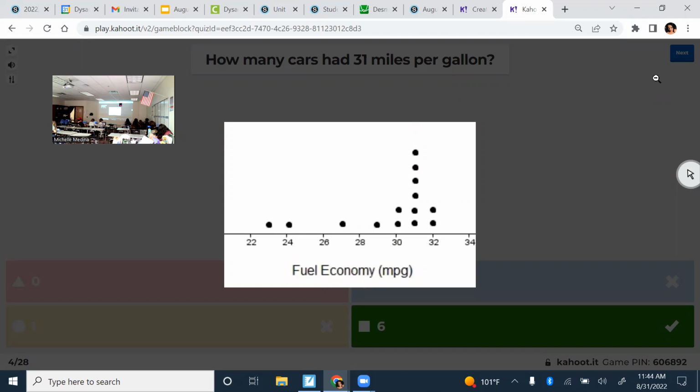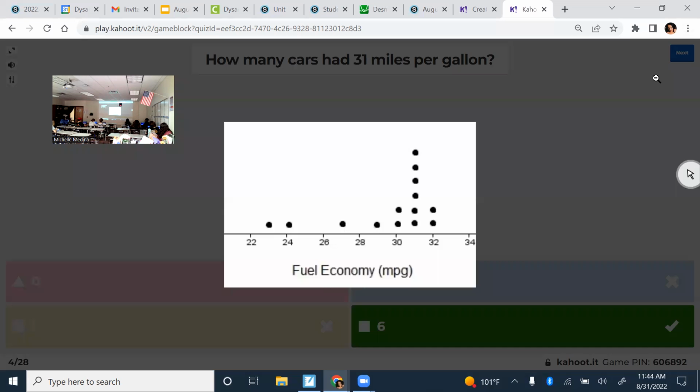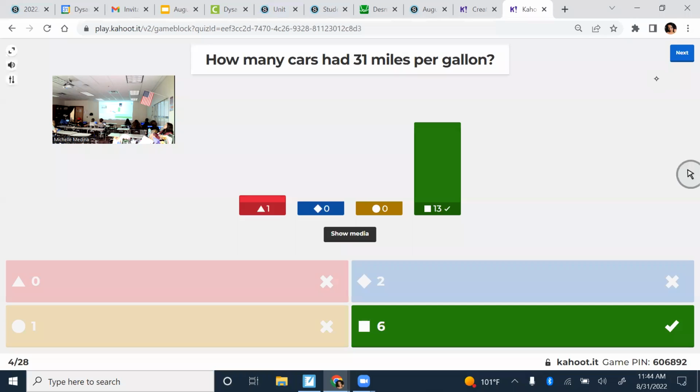Dot plots are super nice in that they show you all your data points and exactly how many showed up for each data point. That's unlike box plots and histograms, where you can't see all your data points unless they list them out for you. All right, so then next one.